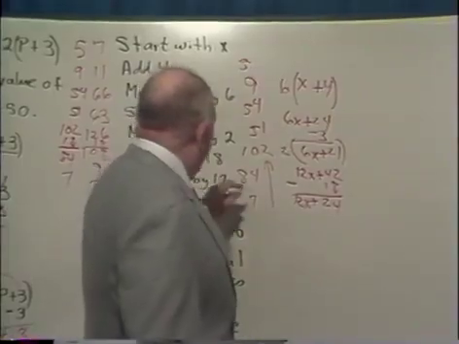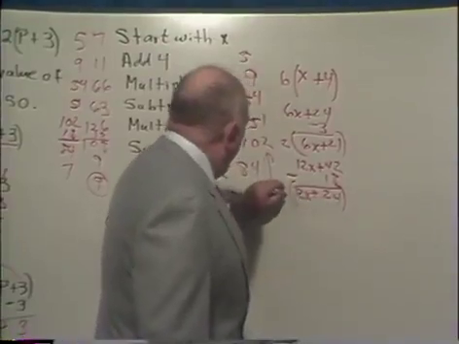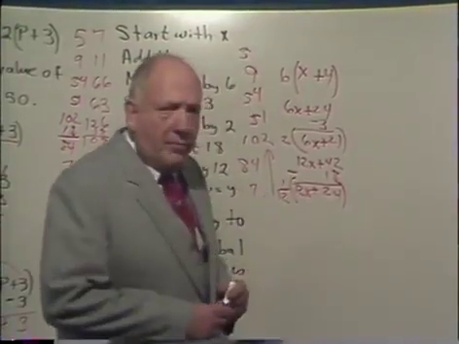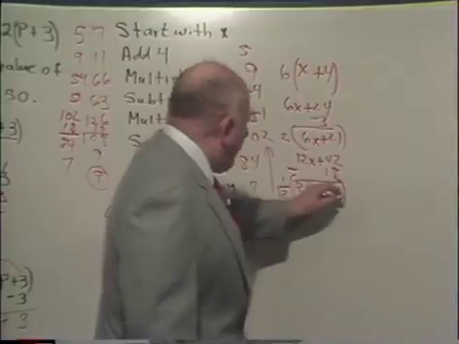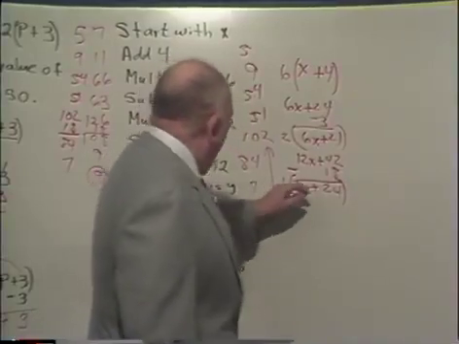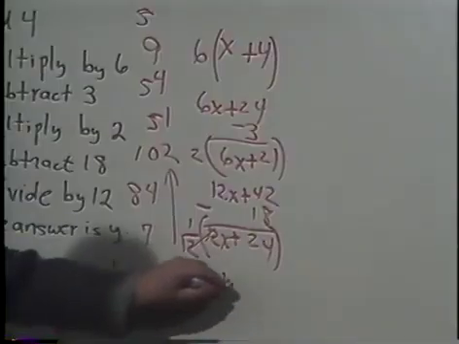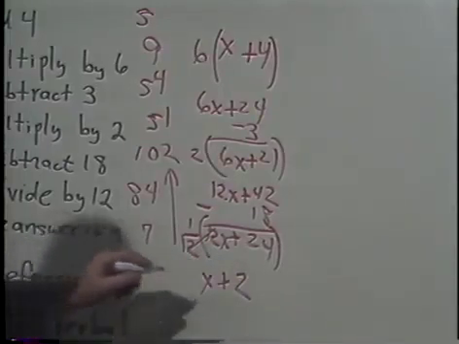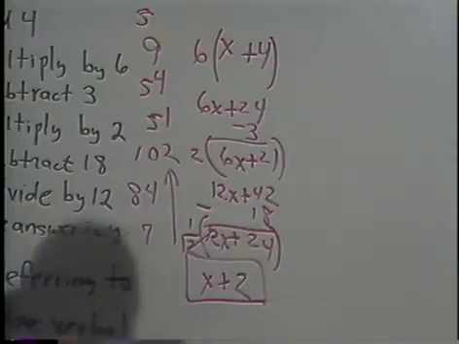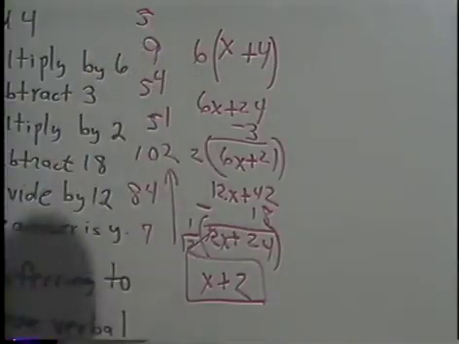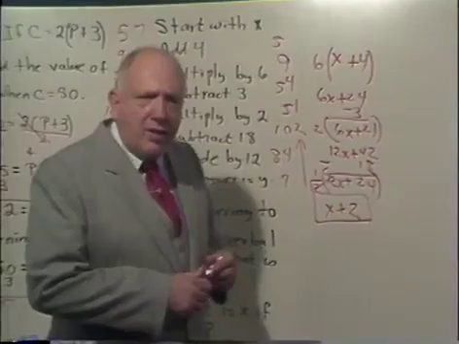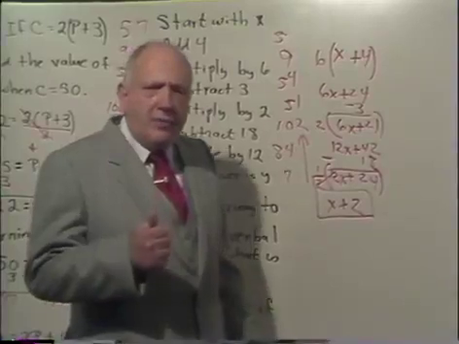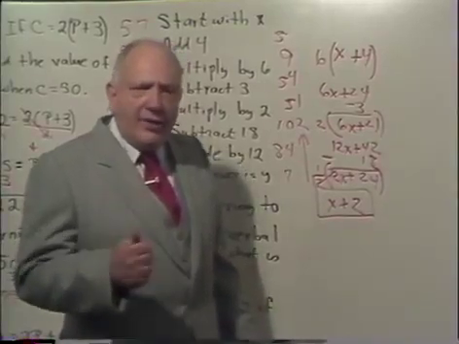Now what I'm going to do is divide by 12, but dividing by 12 is the same as multiplying by 1/12. Use the distributive property again. 1/12 times 12x is x, and 1/12 of 24 is 2. And when I get all done over here, look what I have. My input was x, my output was what? X plus 2. What simple command is x plus 2? Pick a number and add 2.